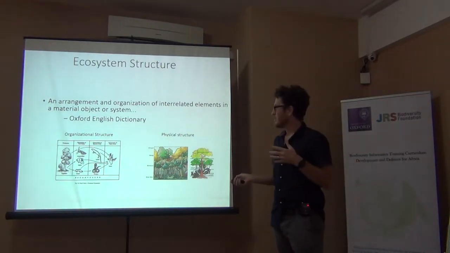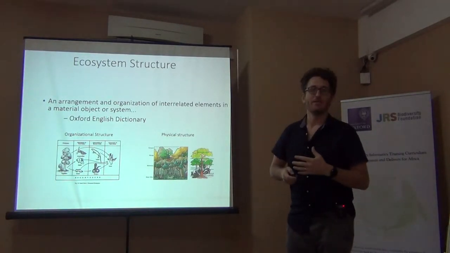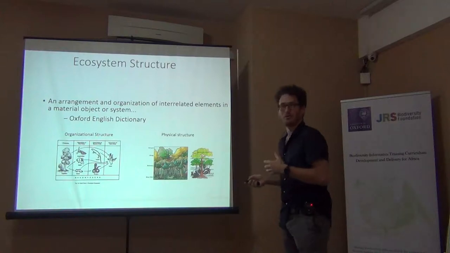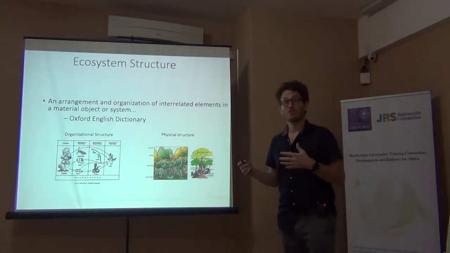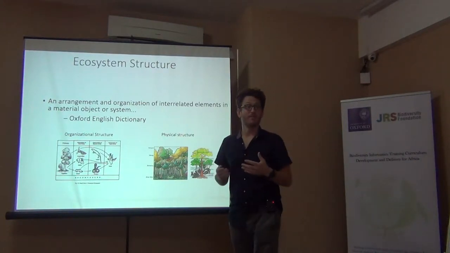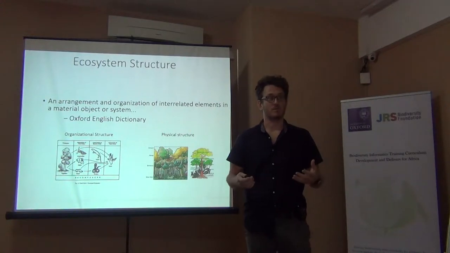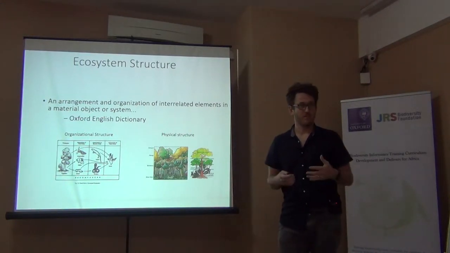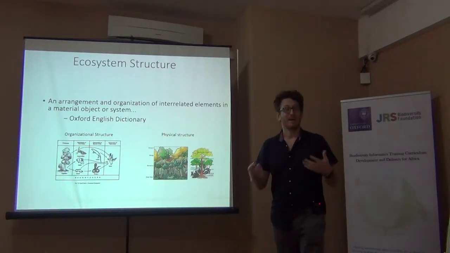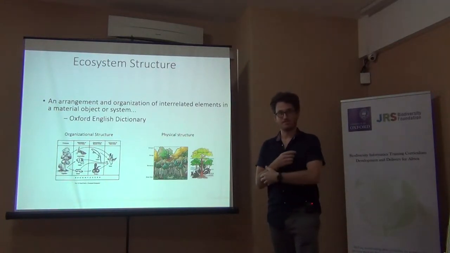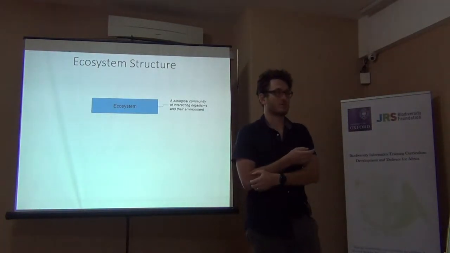We're going to examine the way that organisms are arranged in an ecosystem. And then we're going to examine the way that material is arranged in an ecosystem. And both of those can be very important and very informative when we're trying to understand how an ecosystem works and how it functions, and then how we can maybe predict what will happen to that ecosystem under certain conditions. So we'll start first with this ecosystem structure.